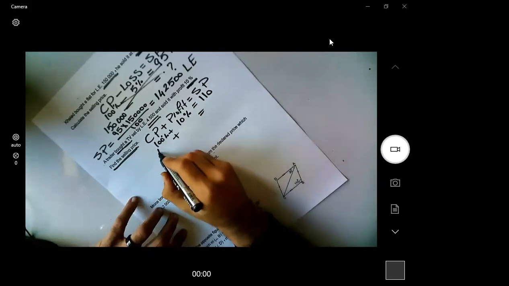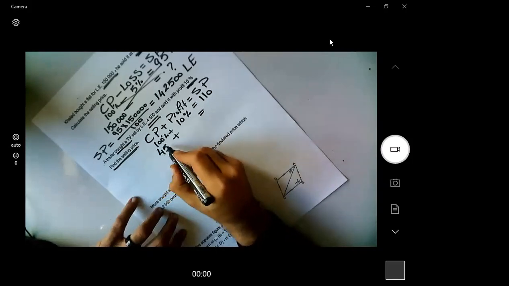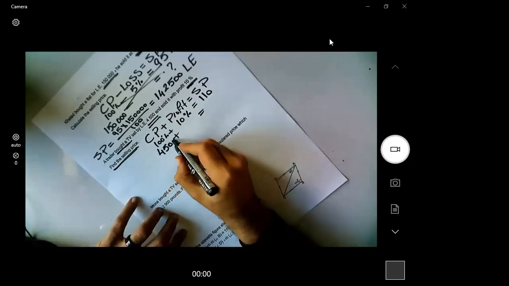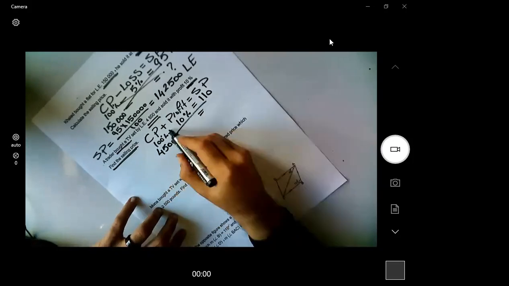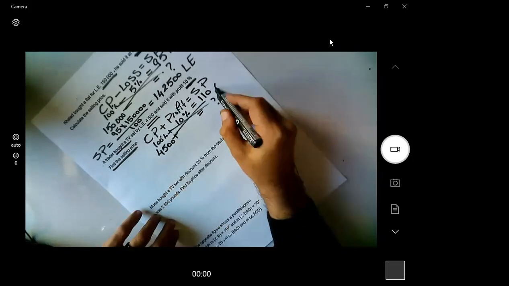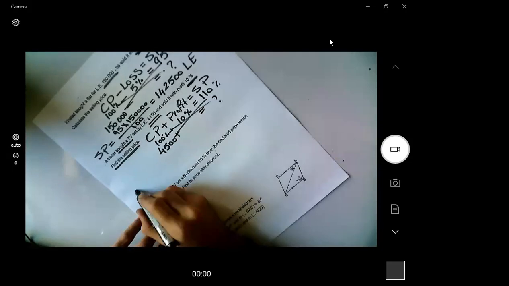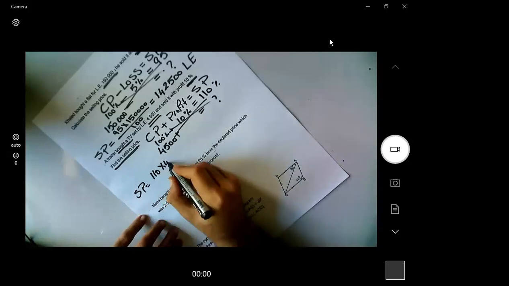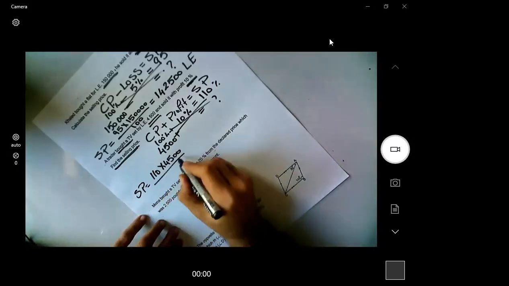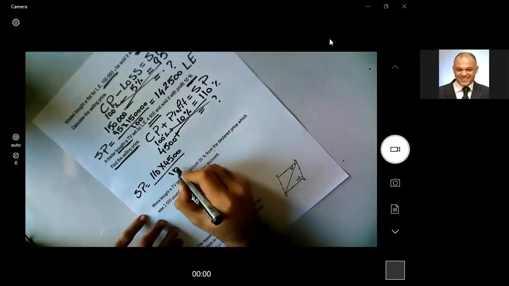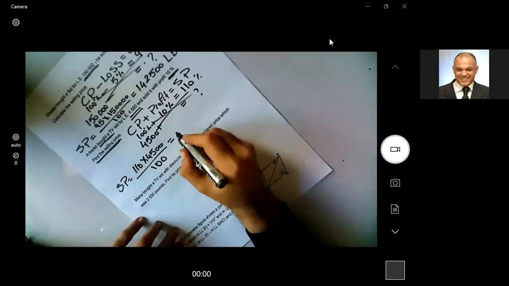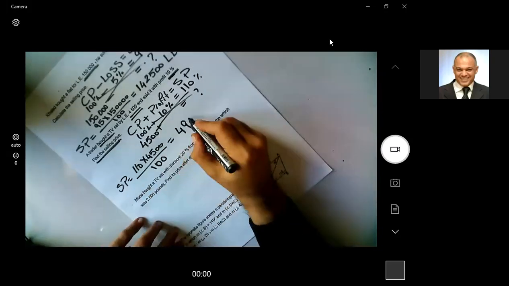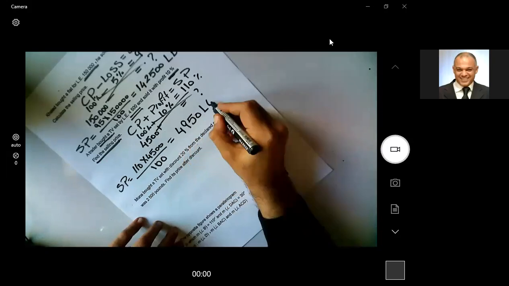The cost price was 4,500. We need to know the selling price. Selling price will be 4,500 times 110 over 100, which equals 4,950 LE.